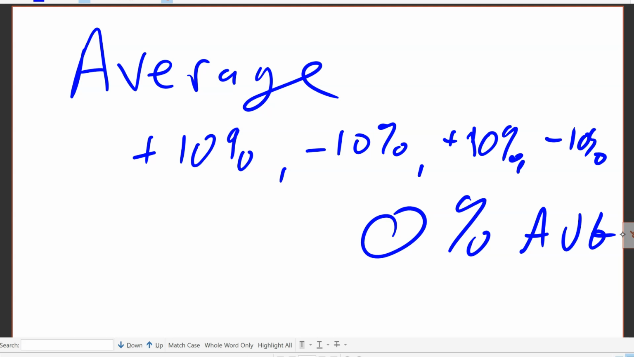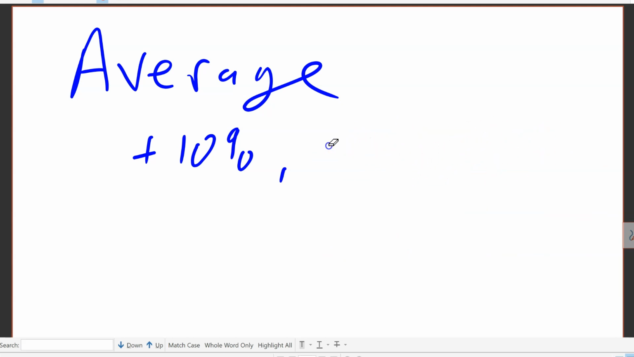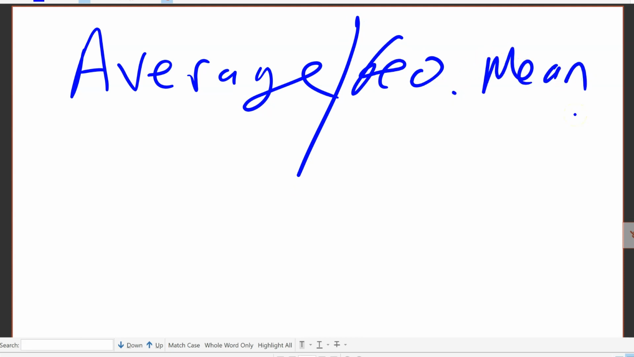But that brings us to the more important metric that should be used when you're talking about rates of return relative to your dollars. And so when we're talking about rates of return relative to your dollars, what we're really talking about is the geometric mean. And so it works like this.